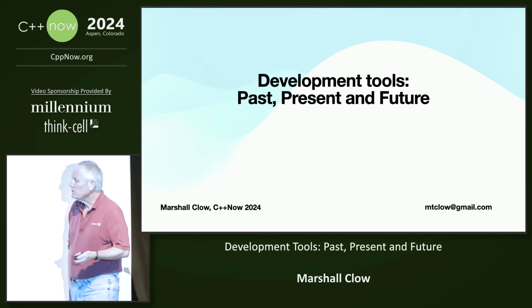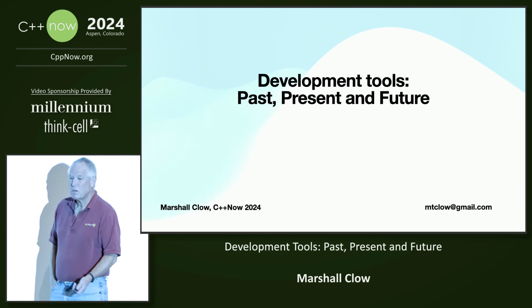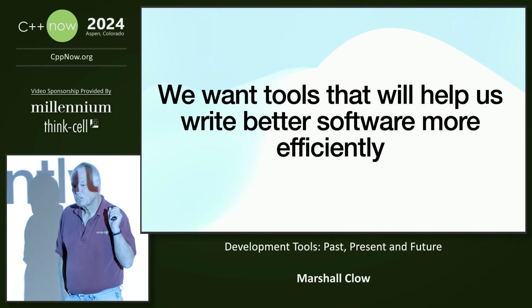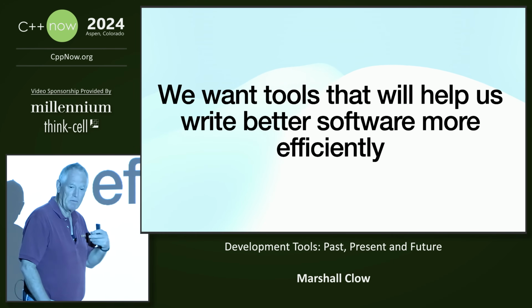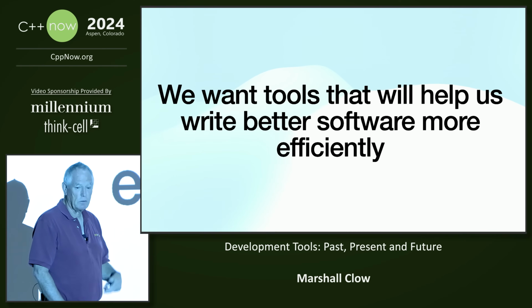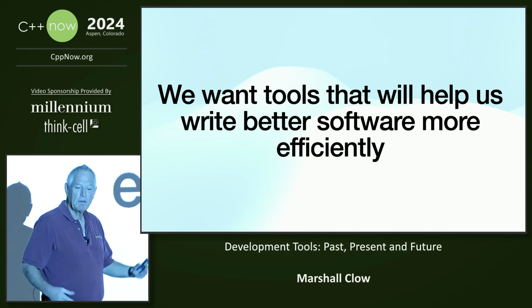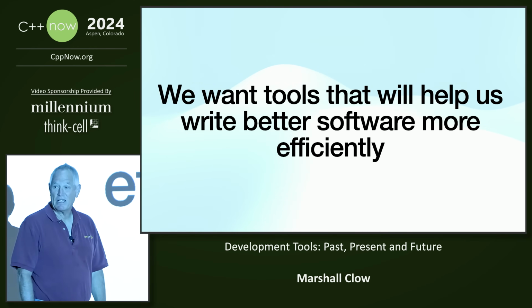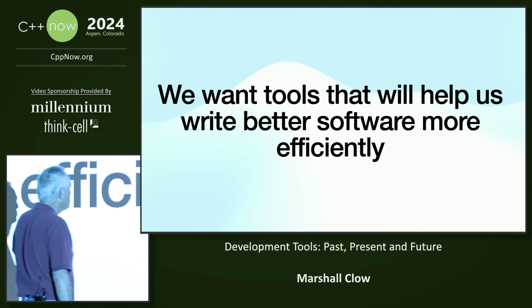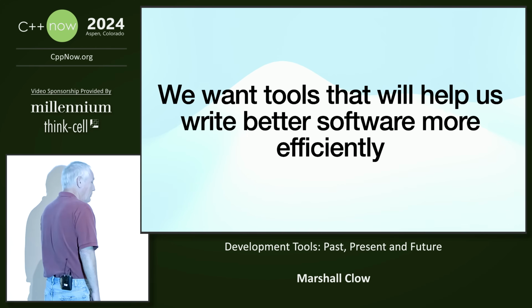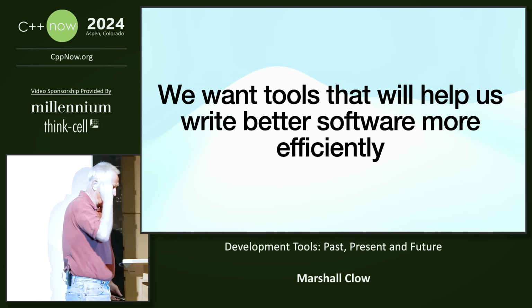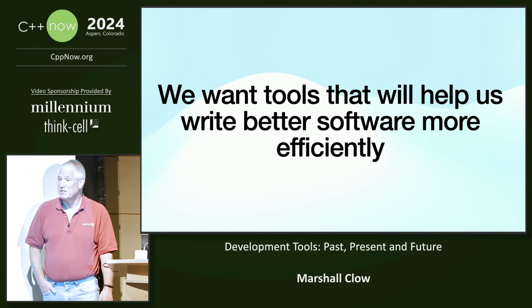What do we want from development tools, really? What do people want from development tools? We want tools that help us write better software more efficiently. We want to write better software faster with less effort. Okay, blinding glimpse of the obvious, I know, right? We don't want tools that will make it harder. We don't want tools that make us slower. We don't want any of that. We want tools that make us more efficient and let us write better software.